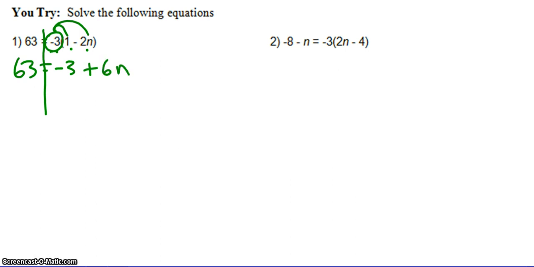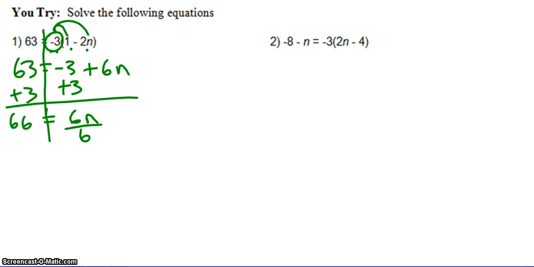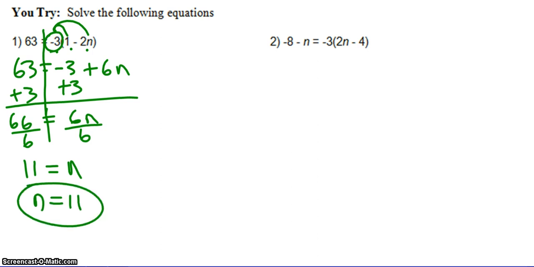Okay, so now I just have to isolate. So I just have to get rid of this negative 3 by doing the opposite. This becomes 66 equals 6n. Now I just have to solve. So not a lot of steps on this one. So this would become 11 equals n, or n equals 11. Hopefully that's what you have.